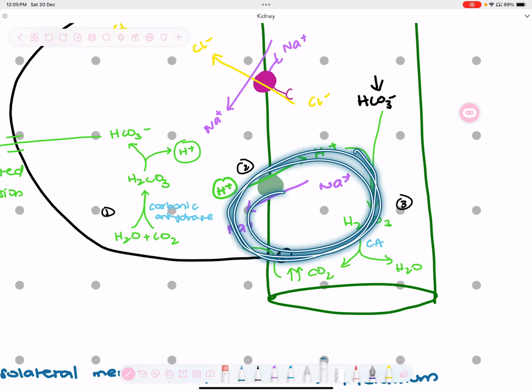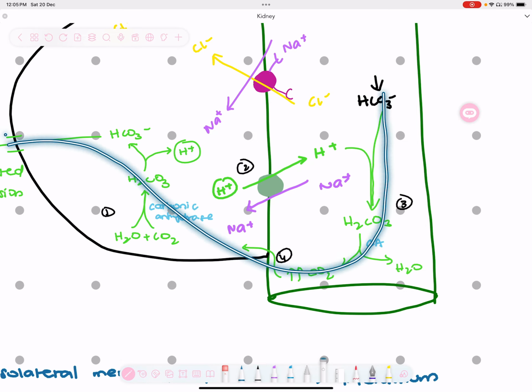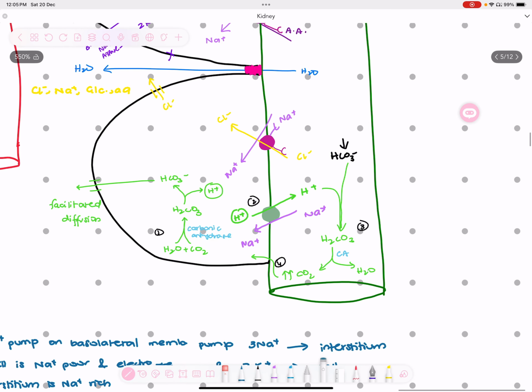So this is one thing you need to know. And we have successfully delivered the bicarbonate inside, and it went into the interstitium. So there's no rocket science involved here. It's very basic. Let's read this information.